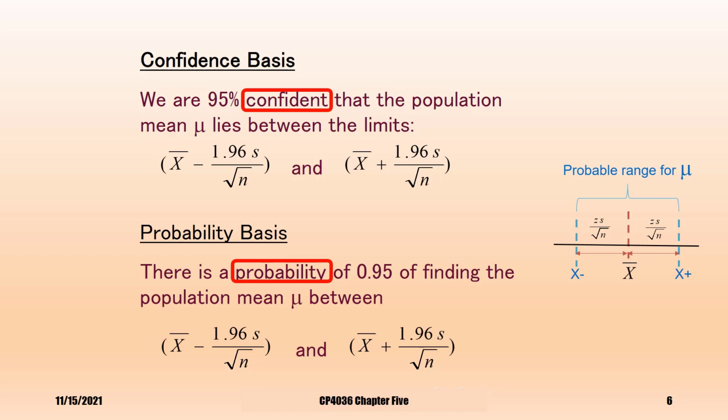Question: what is 1.96? 1.96 is the Z value. What is the Z value? It is the value corresponding to 95% probability. Refer to the normal distribution table on page 6 of your handbook.